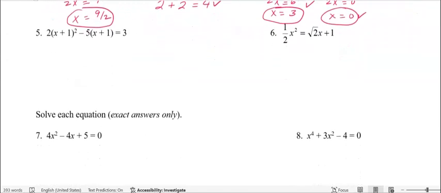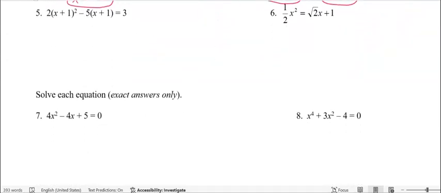Okay, so for number 5, I'm going to square this binomial. So you could write this down twice and use FOIL, but I'm going to do the 3-step mental math. Square the first term, that would be x squared. Multiply x times 1 and then double that. That would be 2x. And then square the last term. Just going to bring everything else down.